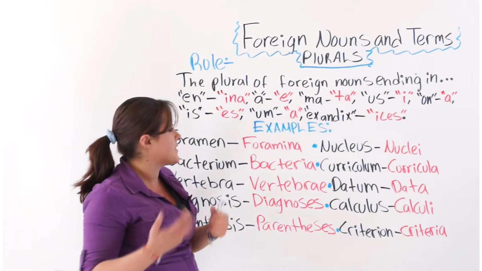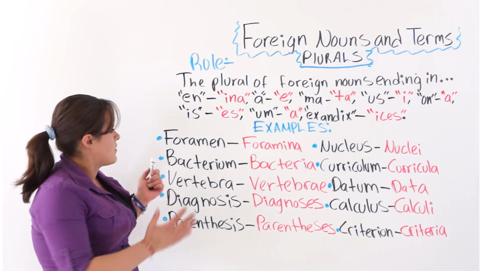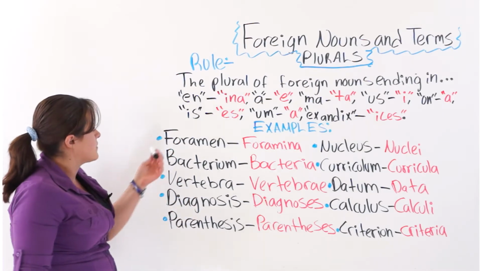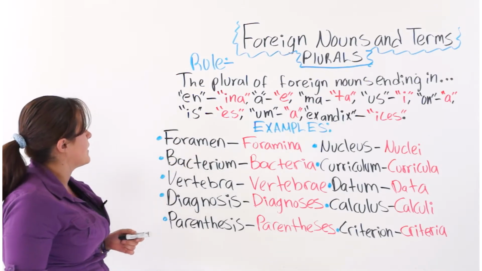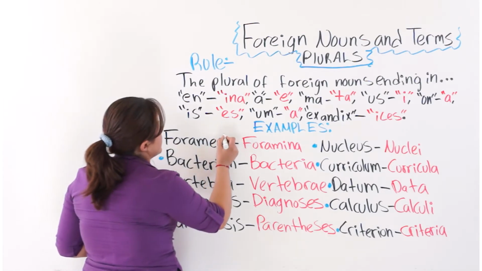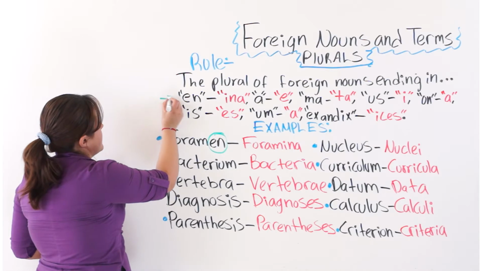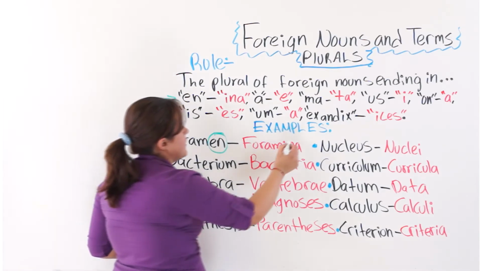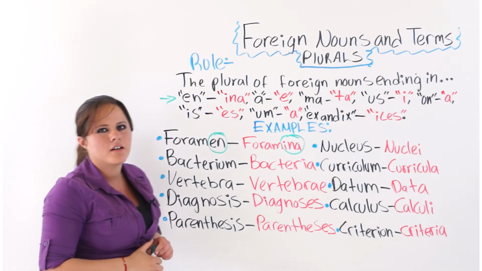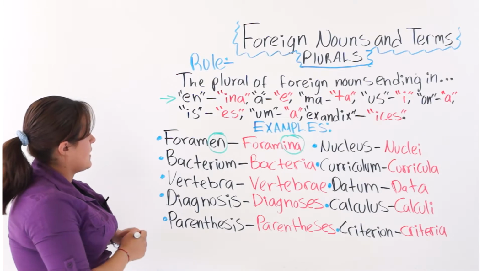All right, I have some examples here written on the board, and I will be explaining to you the examples with the rule. The first one says foramen. Foramen. As you can see here, notice it ends in en. So we replaced the en here with ina. Foramen, foramina.